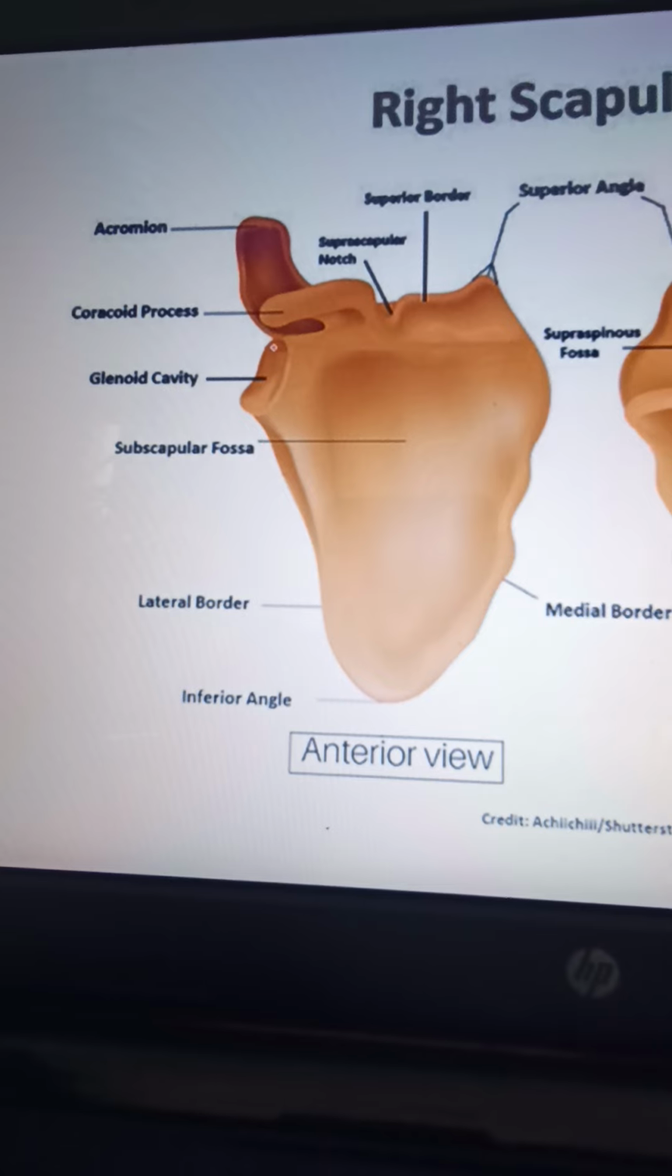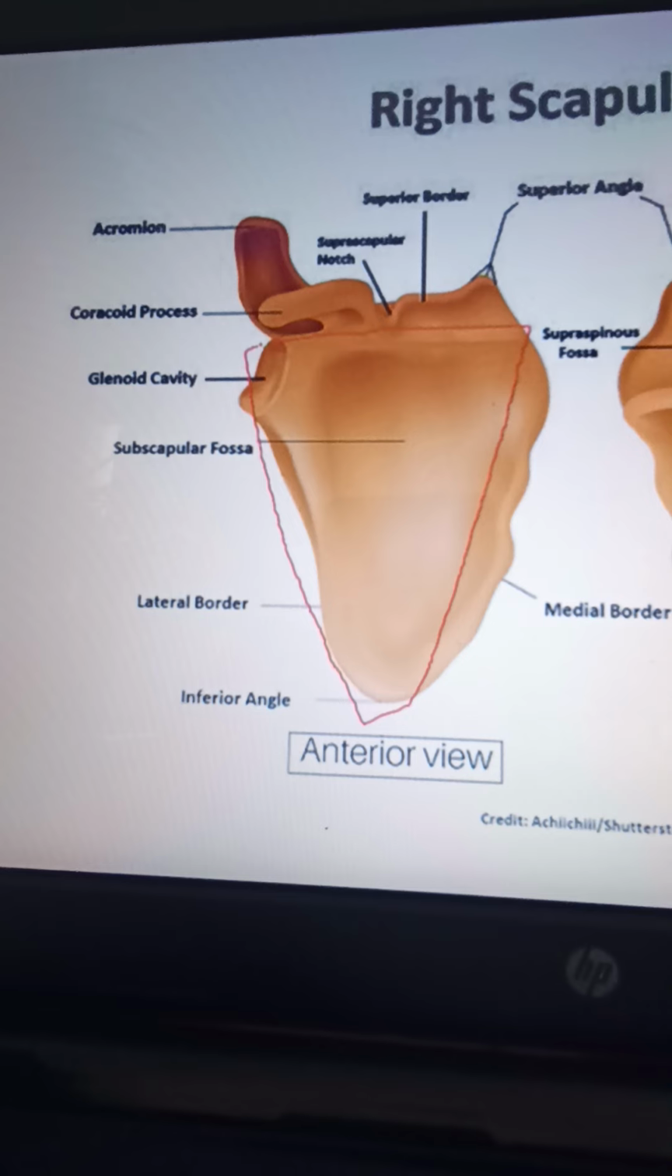Okay, if you said triangle, you are right. It's a triangle, correct. So your answer is right. It represents a triangle. Very good.